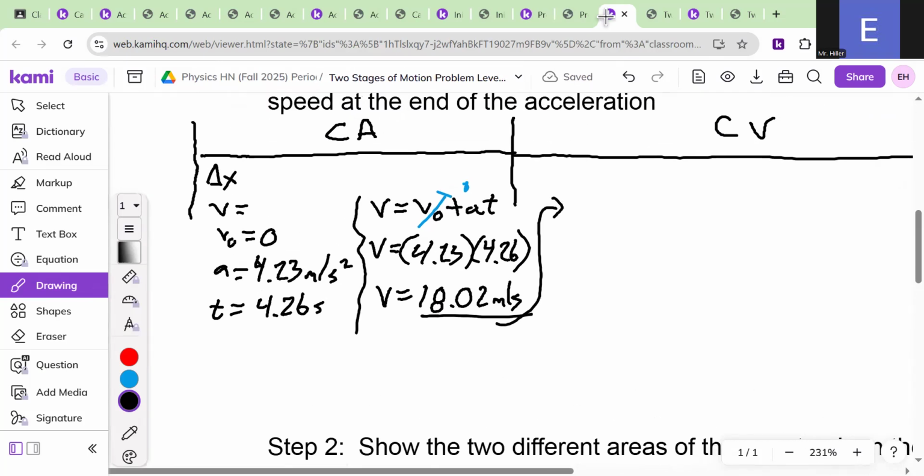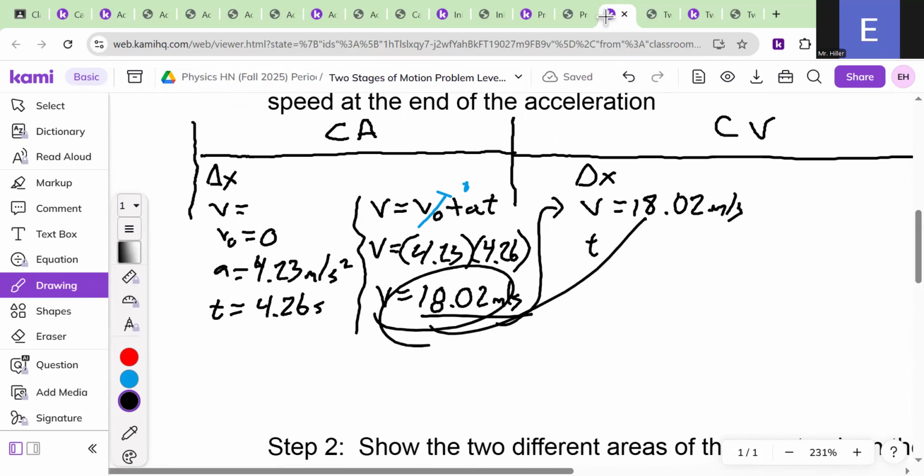So for part 2, constant velocity, you only have 3 variables: displacement, velocity, and time. And your velocity will be 18.02. Well, mine will be. Figure out yours. Whatever your top speed is, that's your velocity for the rest of the way.